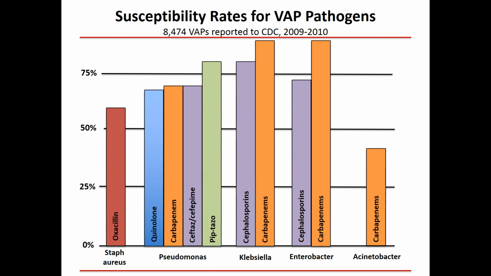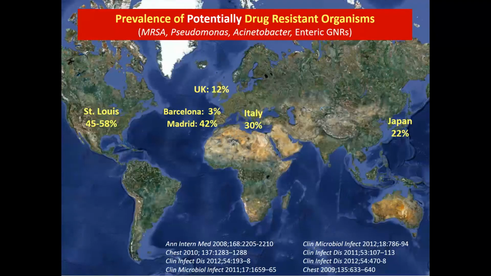The other factor that I think has become apparent over the past 5 to 10 years is that it might be an oversimplification to take national surveillance data about resistance rates and assume that it applies in every location, in every hospital, in every location within a hospital. So for example, here are some studies on healthcare-associated pneumonia, looking at the prevalence of potentially drug-resistant organisms, that's MRSA, Pseudomonas, Acinetobacter, and gram-negatives, in a number of countries around the world.